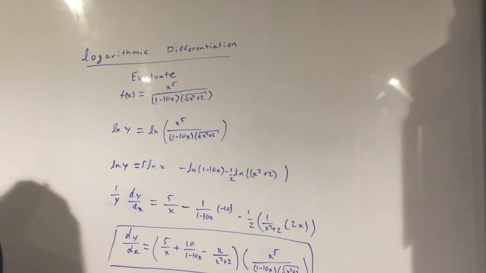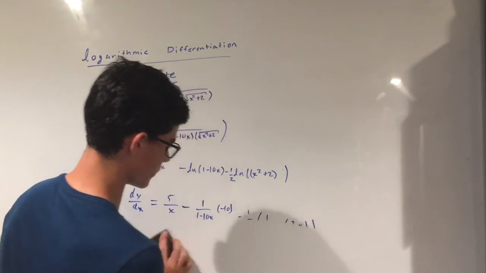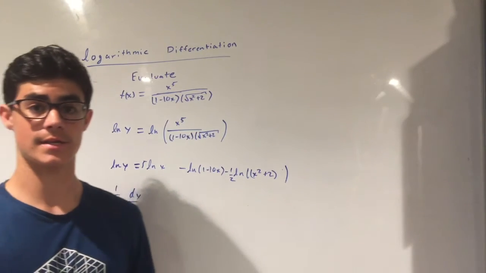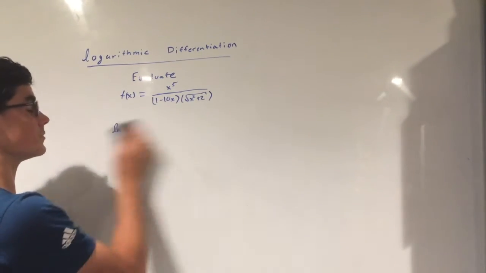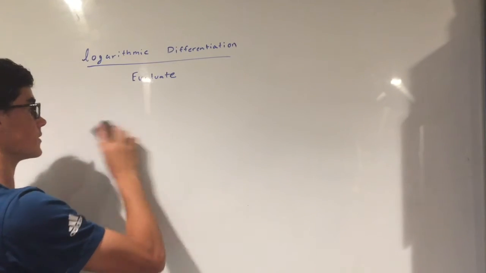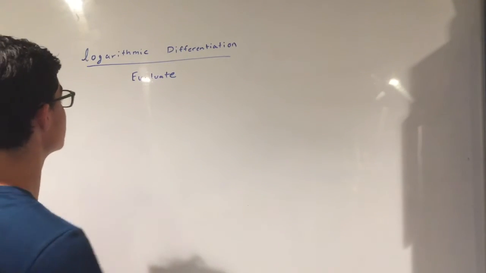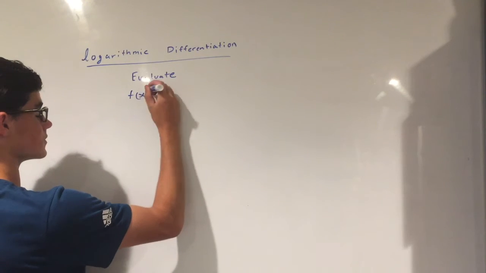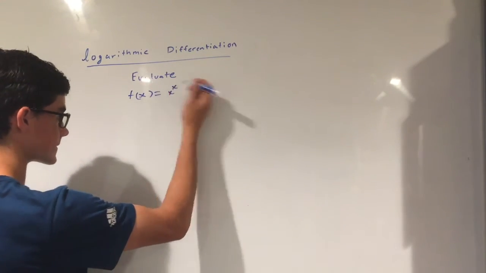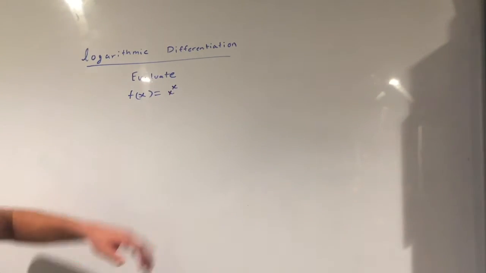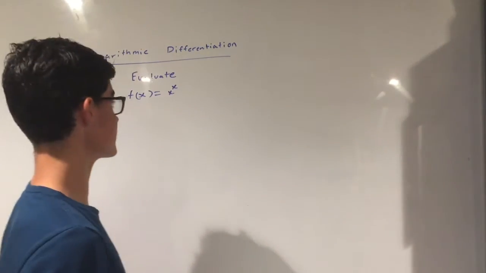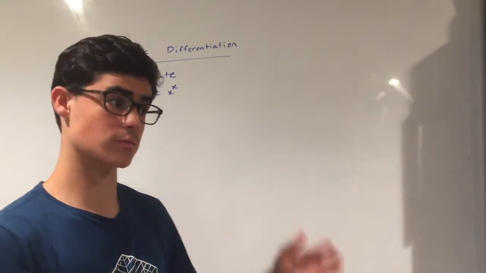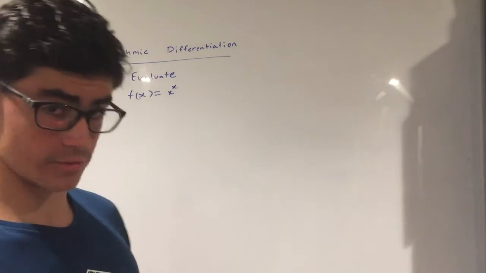Now let's go over a certain scenario where we can't exactly take a quotient rule, we simply can't because we have an x in the exponent. So if we have f of x equal to x to the x, since we have a variable in the exponent, we can't take a power rule, and thus power rule, quotient rule, product rule, all that does not work.